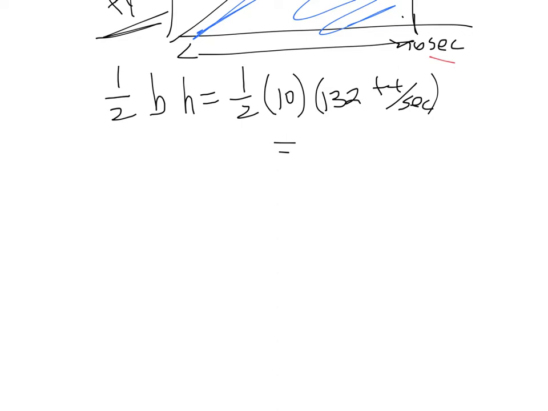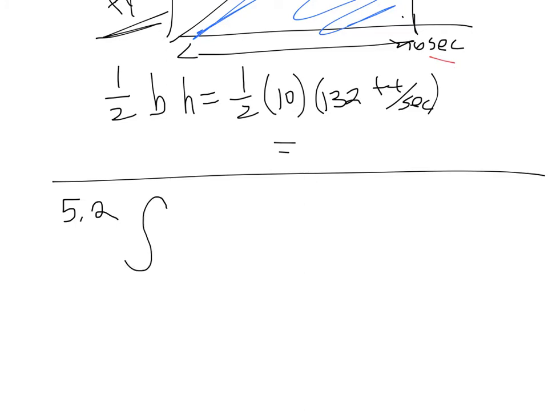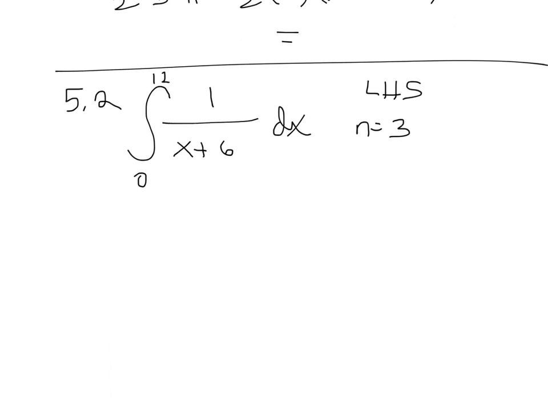5.2 homework, 5.2, is they give you this integral from 0 to 12, 1 over x plus 6 dx, and they say find a left-hand sum where n equals 3. Well, remember, n is the number of rectangles. So I need to find the change in x, which is found by taking my limits of integration, 12 minus 0, divided by the number of rectangles, and that tells me the width of each one of these rectangles.